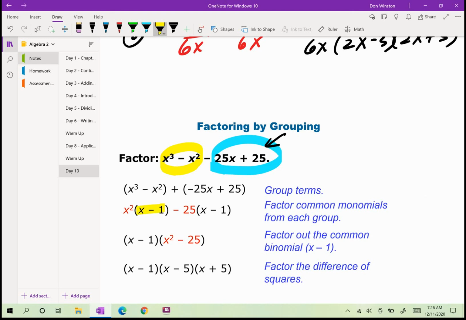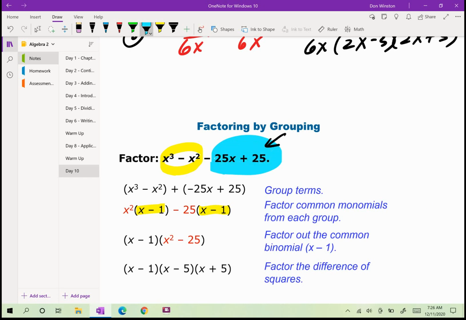And then I'll use that x minus 1 as a factor in the other group. And I'll write it that way. And then I have to figure out what I need to multiply x minus 1 by to give me what I started with, negative 25x plus 25. Well, I have to multiply it by negative 25.